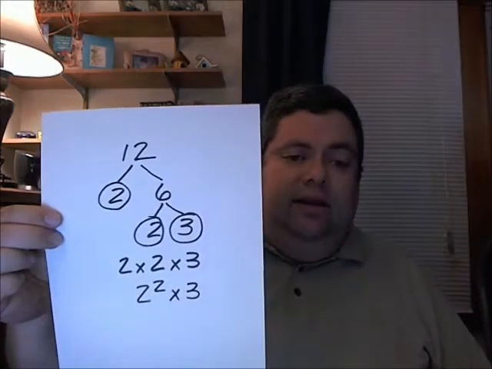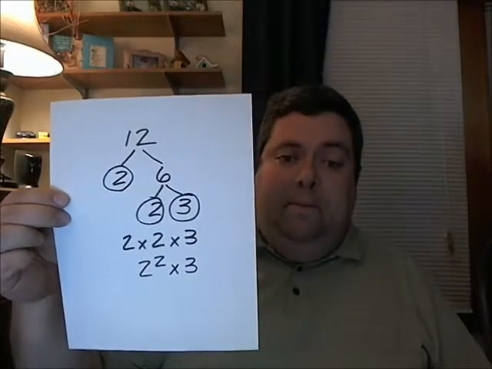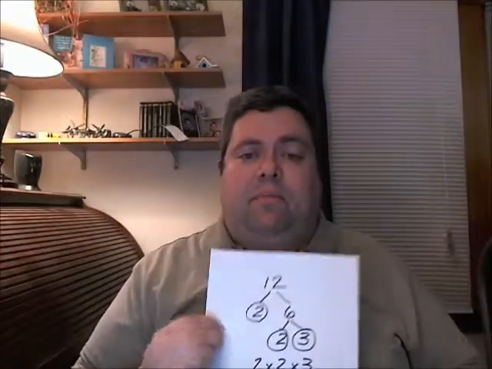Since 2 is here 2 times, I would say 2 to the 2nd power times 3. And in the end, my prime factorization for the number 12 would look like this: 2 to the 2nd power times 3. At this time, I'll pause, because what we're going to do next is look at how we can use prime factorization to find the greatest common factors of two numbers.